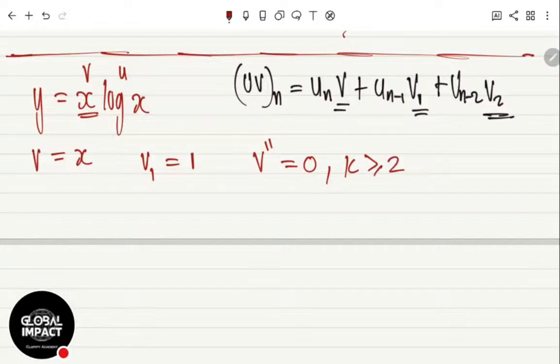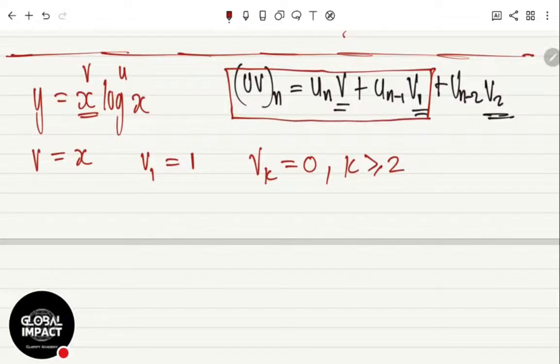Meaning when I get to the second derivative, v prime is equal to 0. You can see v of k is equal to 0 for k greater than or equal to 2, which means when I get to the second derivative going forward, my v will now be 0. So I'm only going to get to v1, which means Leibniz is ending here. So that means I only need un and un minus 1. So you can say your u is equal to log x.